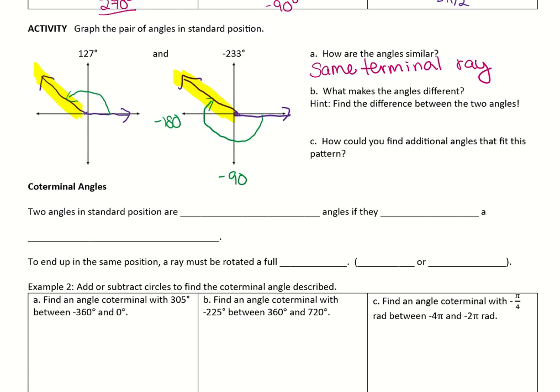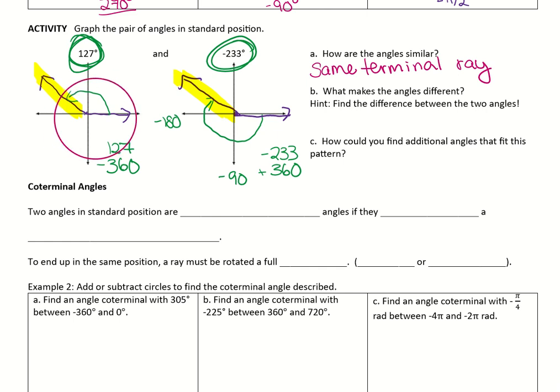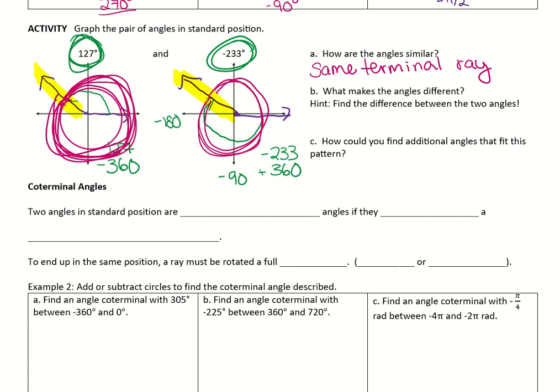Take your calculator real quick and do 127 and subtract a circle, subtract 360. You'll end up with negative 233, or you could go the other way around. You could do negative 233 and add a circle. You'll end up with 127. If you take an angle and add a circle, and add a circle, and add a circle, you can add as many 360s as you want and still end up in the same place. And the reverse is true too. You can subtract as many 360s as you want and still end up in the same place.